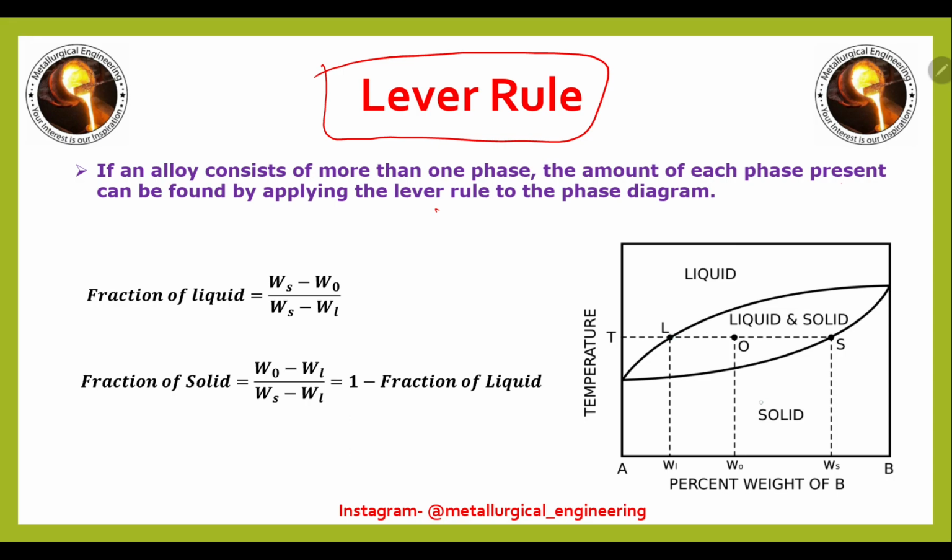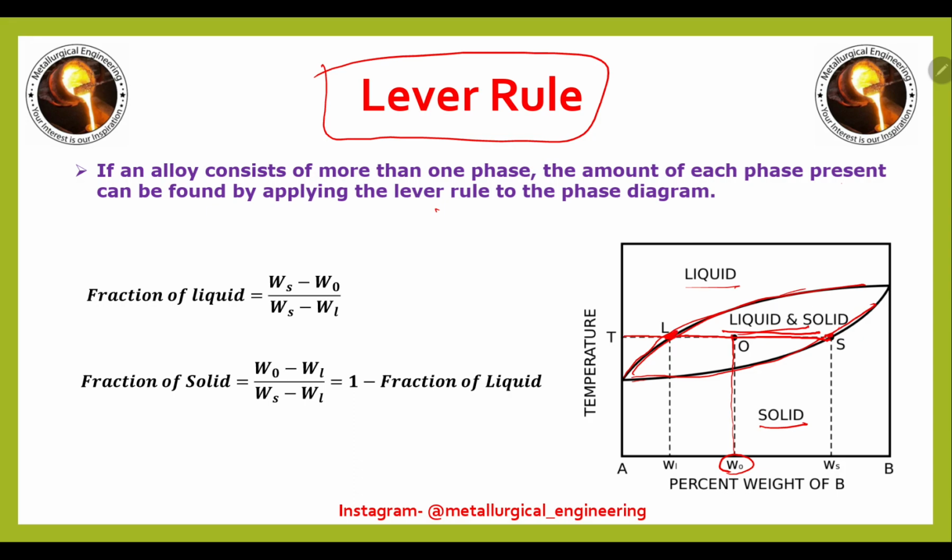If we want to determine the fraction of liquid and solid phase at a temperature with composition W naught, first we have to draw the tie line at that particular temperature where we want to determine the fraction of phase. This tie line will be constructed, and it will intersect the liquidus line and solidus line. The liquidus line is the line between liquid and liquid plus solid. Solidus is the line between solid and liquid plus solid. So this is the solidus line, this is the liquidus line. This tie line will cut at the liquidus and solidus.